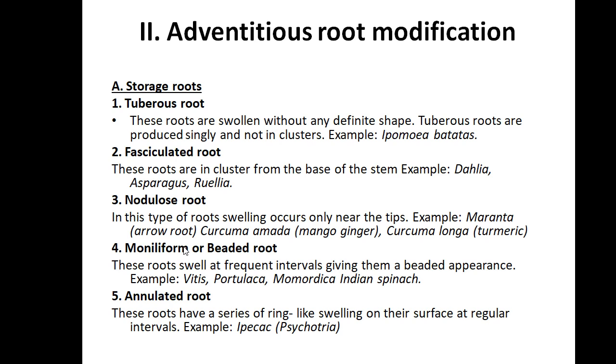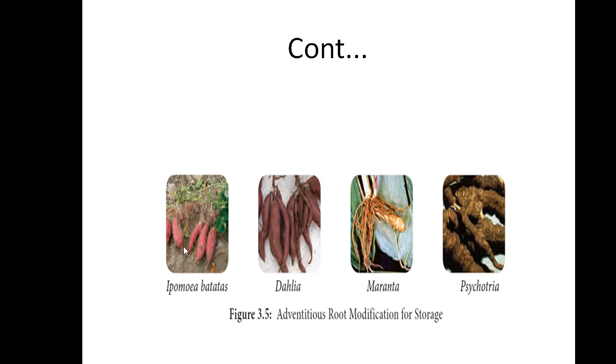And fasciculated means the roots which grow in a cluster from the base of the stem. Example, Dahlia, asparagus and Ruellia. If you are taking this Dahlia diagram, from the base of the stem, all the roots will be growing as clusters. That is an example of Dahlia.